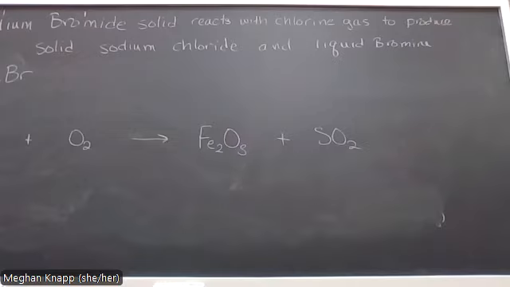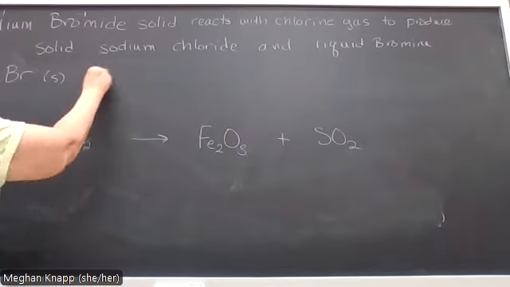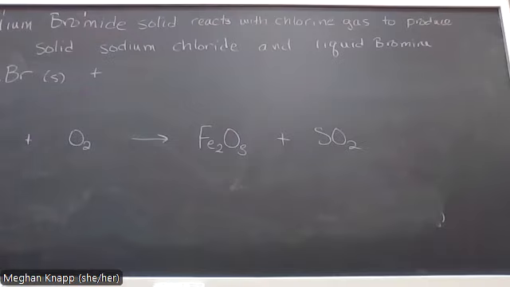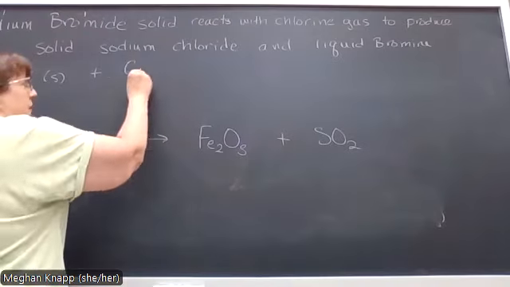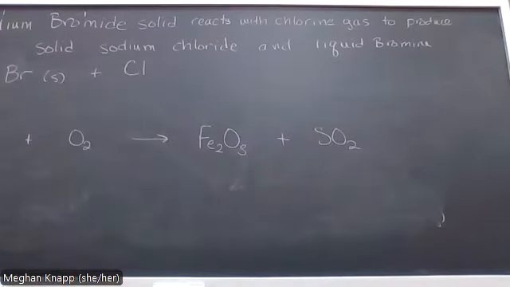Now, this also says solid. So I want to include that as a phase in the equation. Reacts with just means put a plus. And then chlorine gas. So since it just says chlorine, that means it's an element. And we have to think about for chlorine, is this sufficient? Why not? This is one of 7 special elements that do what as an element? This is one of our diatomics.